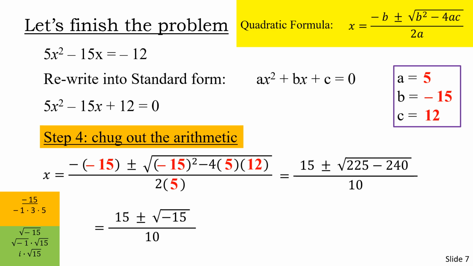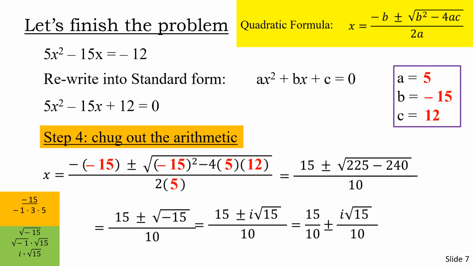The square root of negative 15 is just i root 15. All you can do is pull out the minus sign as an i. Now, when you've got imaginary numbers, they definitely want you to separate it out. So 15 over 10 plus or minus i root 15 over 10. And I can reduce the 15 over 10 to 3 halves. You may have to write it as 3 halves plus i root 15 over 10, and then 3 halves minus i root 15 over 10, or you can leave it as a plus or minus, depending on how the answer is requested to be expressed.